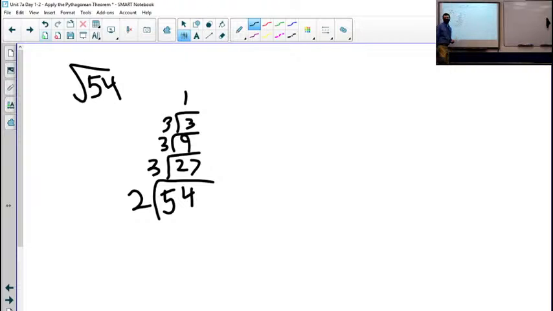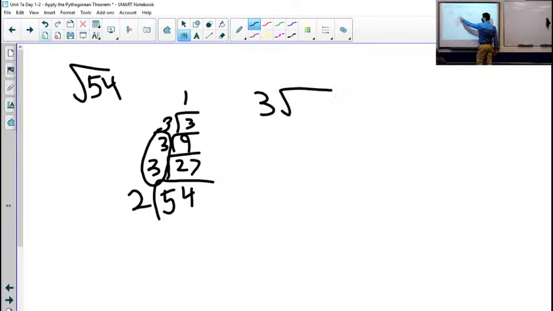We get 1 at the top of our tower. Let's see what pairs we have. Oh, I've got a pair of 3's right here. I don't care about 3 of a kinds. I do care about pairs. And this 3 and 2 don't match. And so I have a pair of 3's, so a 3 is going to come outside the square root.